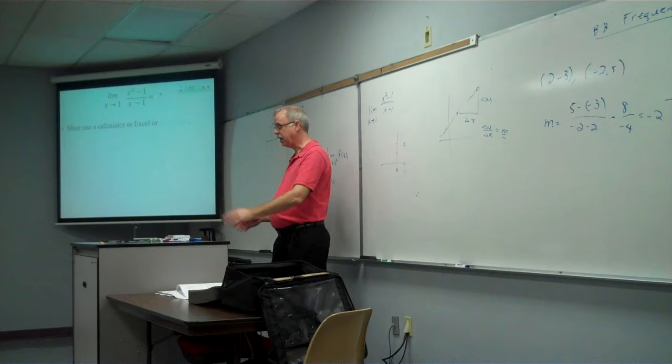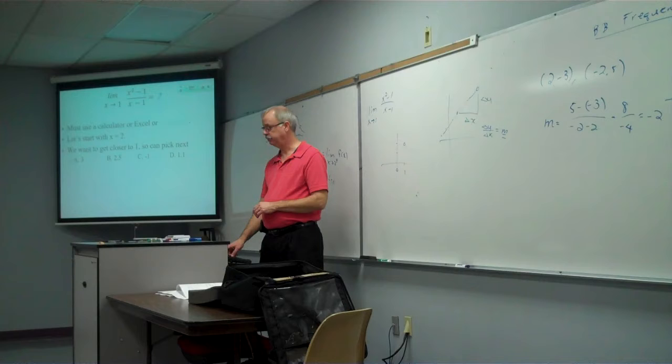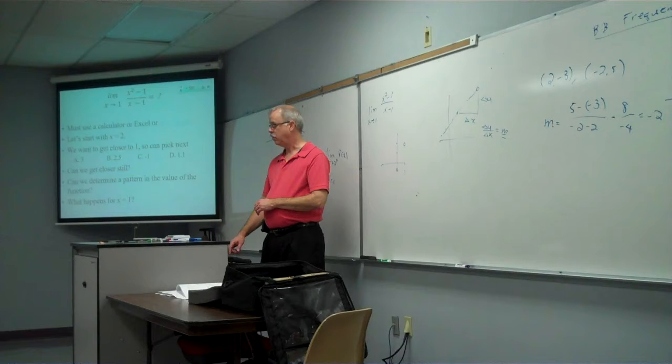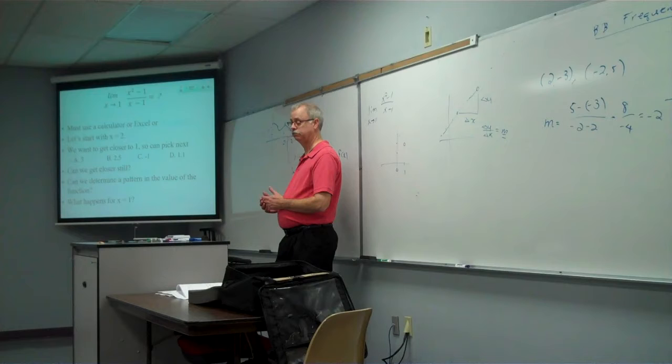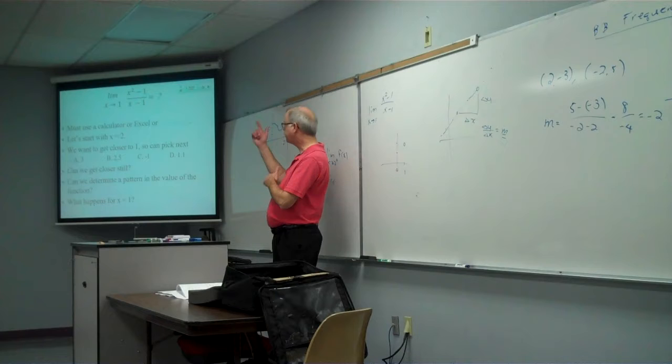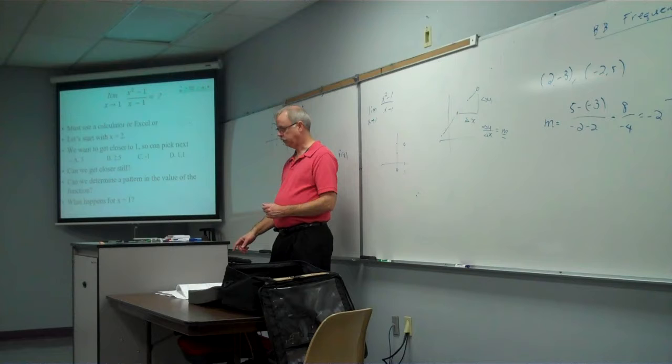So as we did this, we started with 2 and we kind of already did this. We got closer, we figured out a pattern. It looks like the outputs are headed to 2. That would be our limit in this case. So we can do limits from a graph. We can do limits from the rule if we pull out our calculator.